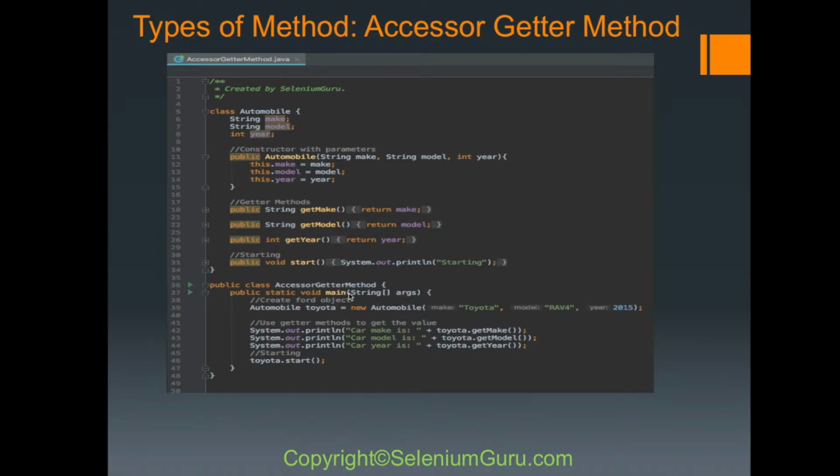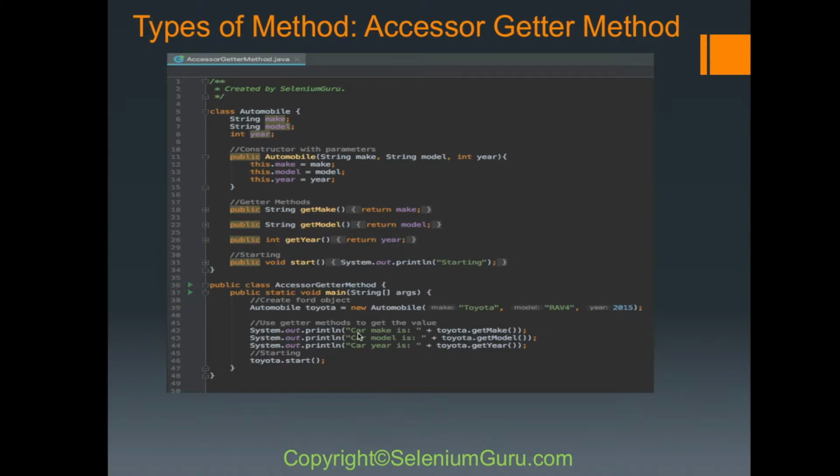Okay, and I've got this object Toyota, right? Here I wrote Automobile, the object name is Toyota, and I said new Automobile. Since this class has a constructor that needs three parameters, I need to put in three parameters: make Toyota, RAV4, 2015. And in the constructor, this.make means this variable equals this parameter, this.model equals this parameter, and this.year equals this parameter.